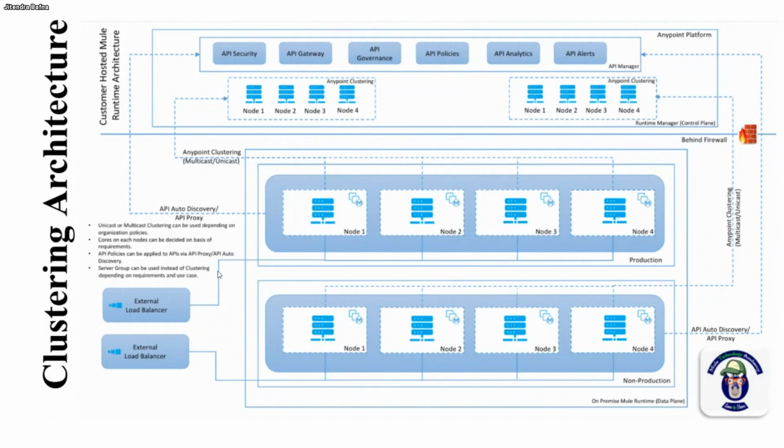Then you need some kind of external load balancer for HTTP traffic. You can create an external nginx, an elastic load balancer, or any universal load balancer. One is for production and one for non-production. If you want to connect API Manager, you can use API auto discovery or an API proxy, whichever you like. Then you can apply policies, such as a JWT validation policy or client ID enforcement. This is just a simple architecture you can use. Any question on this architecture? It's very simple.